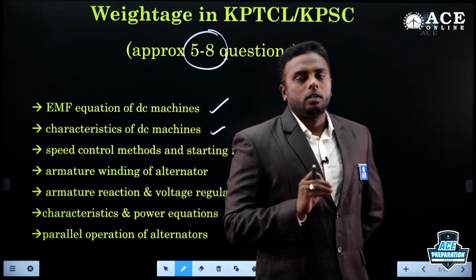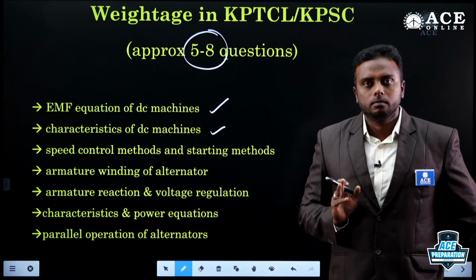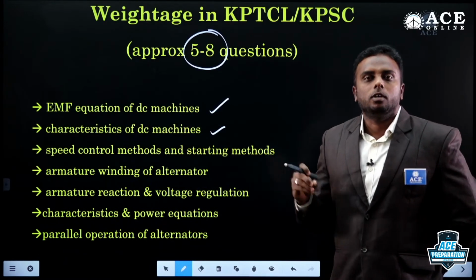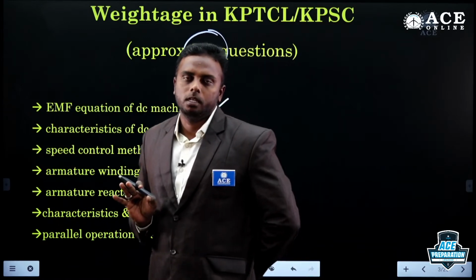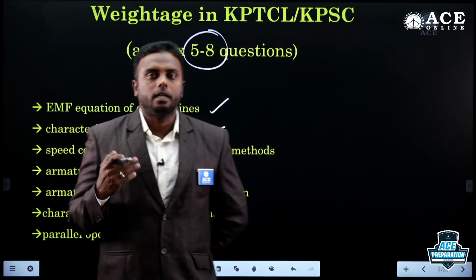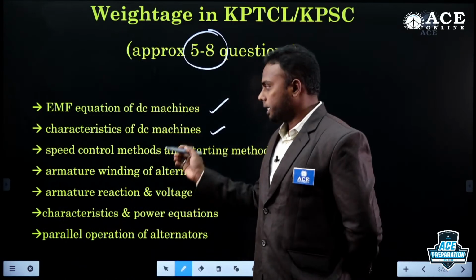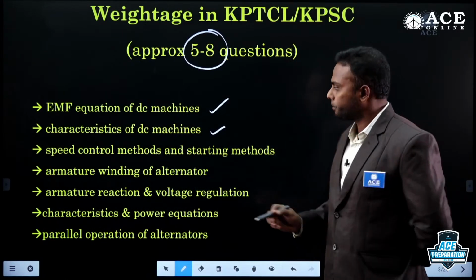So what is the speed versus Ia characteristic shape? And what is the torque versus Ia characteristic shape, before saturation and after saturation? This type of questions, and direct graphs also are given. So characteristics are important in DC machines.